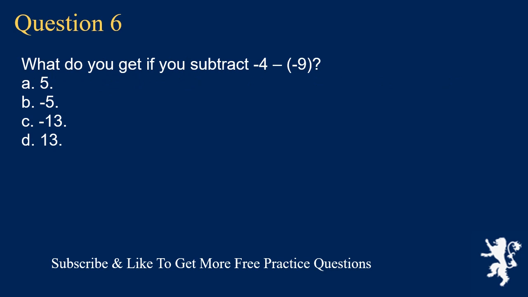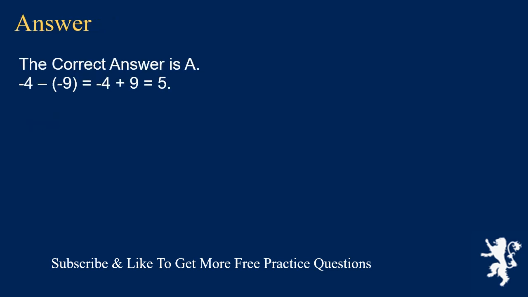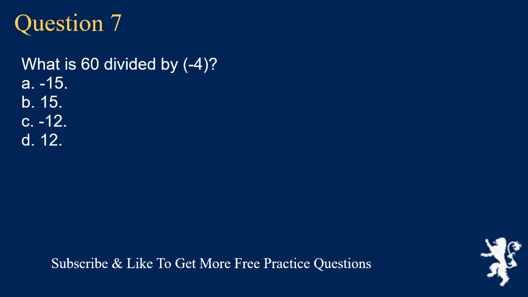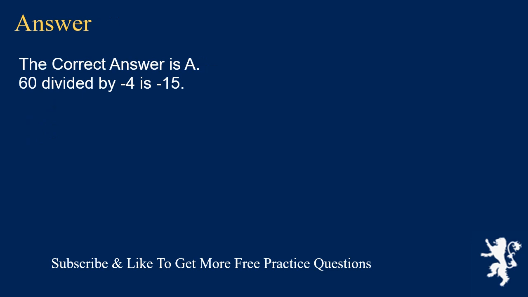Question 6. What do you get if you subtract minus 4 minus minus 9? A. 5. B. Minus 5. C. Minus 13. D. 13. The correct answer is A. Minus 4 minus minus 9 equals minus 4 plus 9 equals 5. Question 7. What is 60 divided by minus 4? A. Minus 15. B. 15. C. Minus 12. D. 12. The correct answer is A. 60 divided by minus 4 is minus 15.